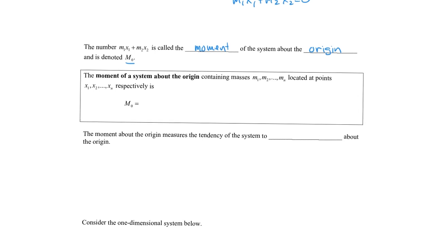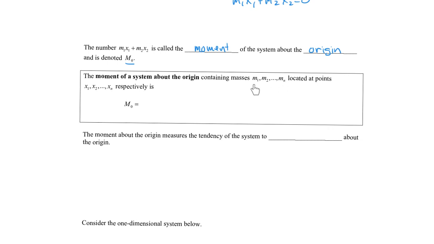We can say the moment of a system about the origin containing these masses, m sub 1, m sub 2, all the way to m sub n, so if there are n masses located at these corresponding points, well, the moment about the origin is just m sub 1 x sub 1 plus m sub 2 x sub 2 plus dot dot dot plus m sub n x sub n. Or you could write this more concisely using summation notation. Just say it is the summation from i equals 1 to n of m sub i x sub i. What this is, the moment about the origin measures the tendency of the system to rotate about the origin.